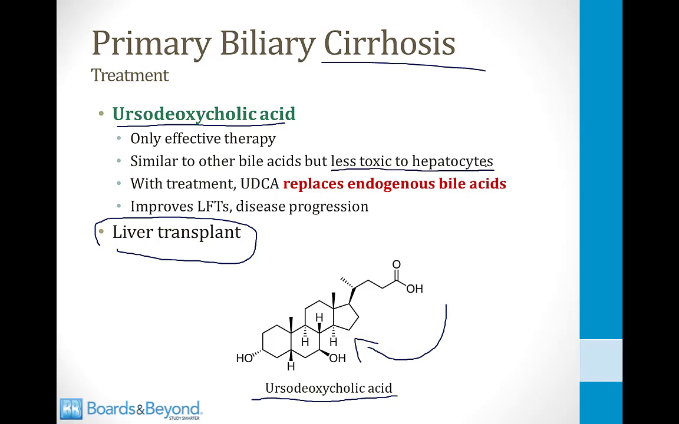So with treatment over time, the ursodeoxycholic acid replaces many of the endogenous bile acids, and it causes less liver damage. This has been shown in clinical trials to improve liver function tests and slow the rate of disease progression. It's less clear whether it helps with the symptoms like itching and fatigue, but this is often administered to patients, especially early in the course of their disease, to try and slow progression to the need for a liver transplant.